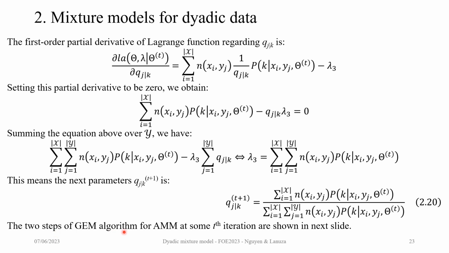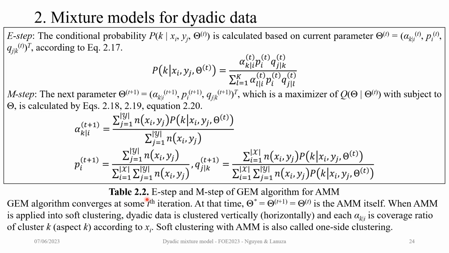The two steps of the EM algorithm for SMM at some t iteration are shown in the next slide. Table 2.2 is the E step and M step of the EM algorithm of SMM. At the E step, the conditional probability of case is calculated based on the current parameter theta t according to equation 2.17. At the M step, the next parameter theta t plus 1, which is a maximizer of Q subject to theta, is calculated by equations 2.18, 2.19, and 2.20.